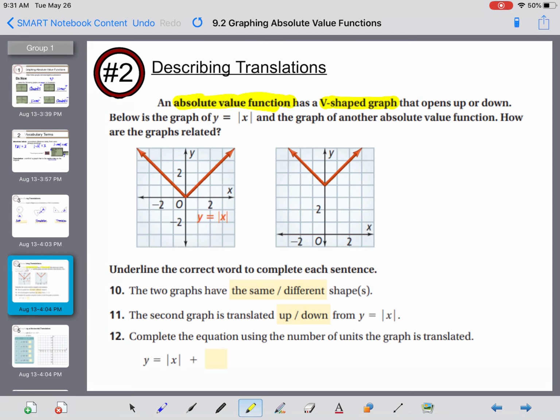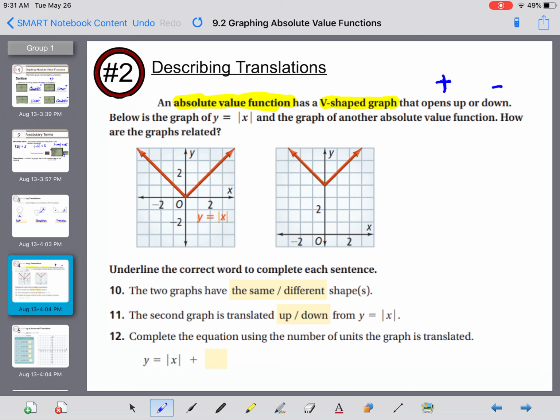An absolute value function has a V-shaped graph. So instead of our U-shaped parabolas, these make a V-shape. They come to a very sharp turning point. It either opens upward, which would be positive, or it opens downward, which is negative.